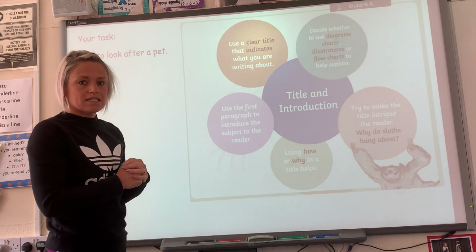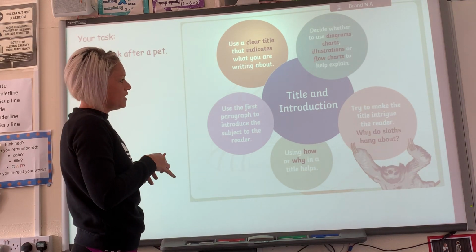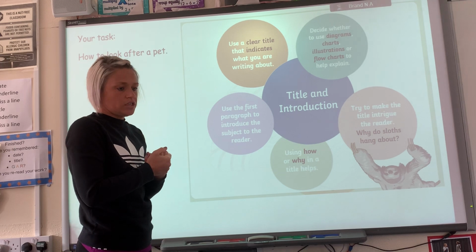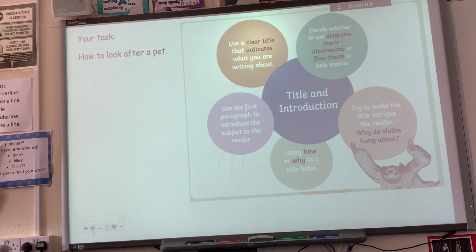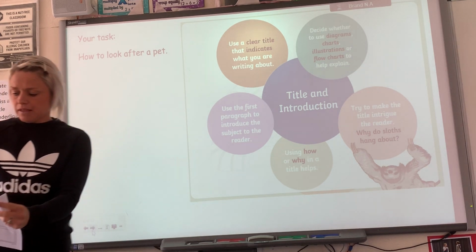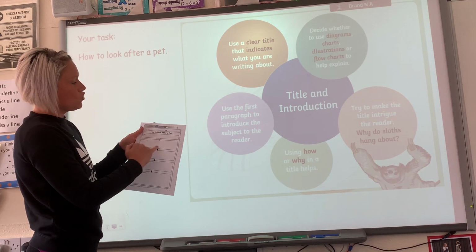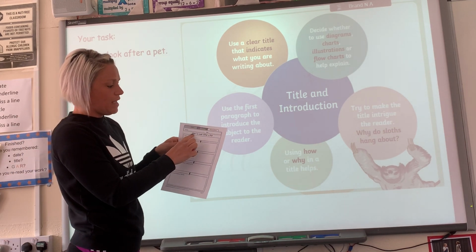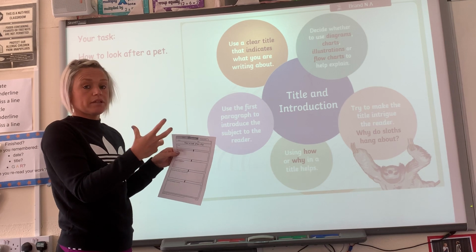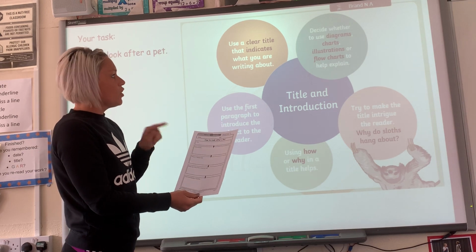So your task is going to be writing an explanation text of how to look after a pet. So you'll need to think of a title and an introduction. Now I'll just grab the plan that you've got on Firefly, which we'll look at in a little bit. But here on your plan you will see you've got a box for your title and then for your introduction. So you'll need to choose your pet first. So your title won't be how to look after a pet. Your title will be something different because you'll each choose a different pet that you're going to explain how to look after. Then you'll need to think about your introduction.